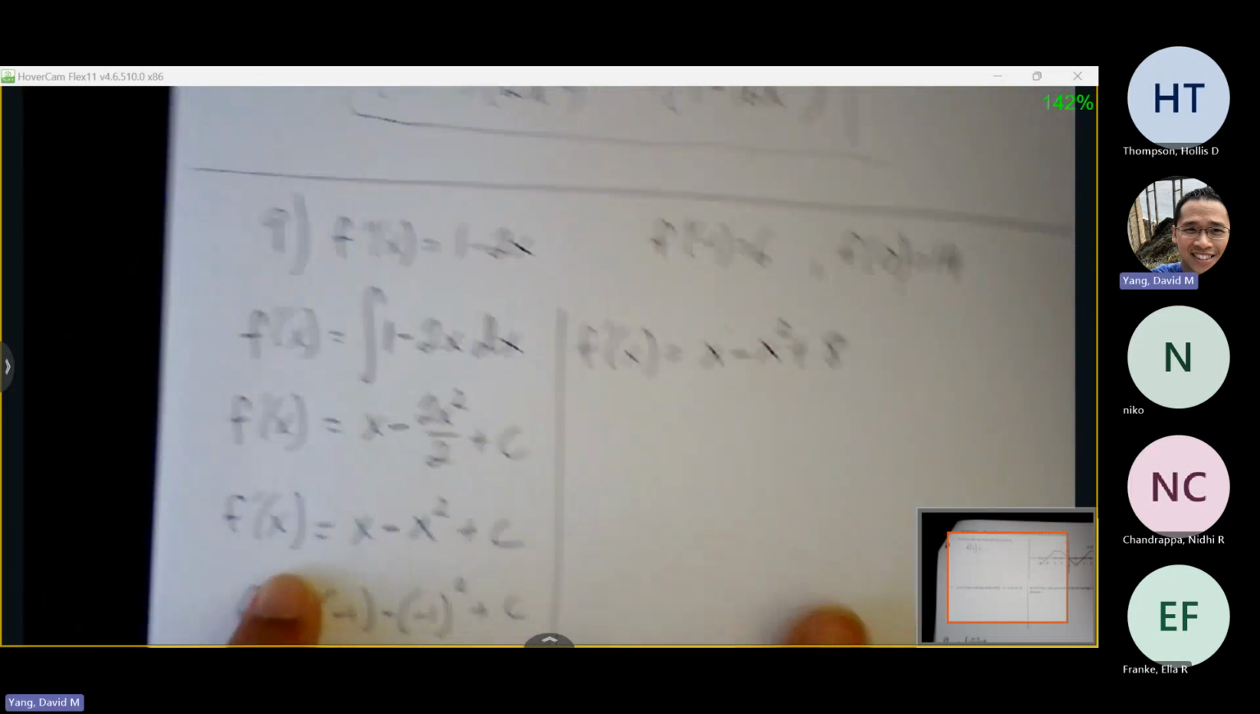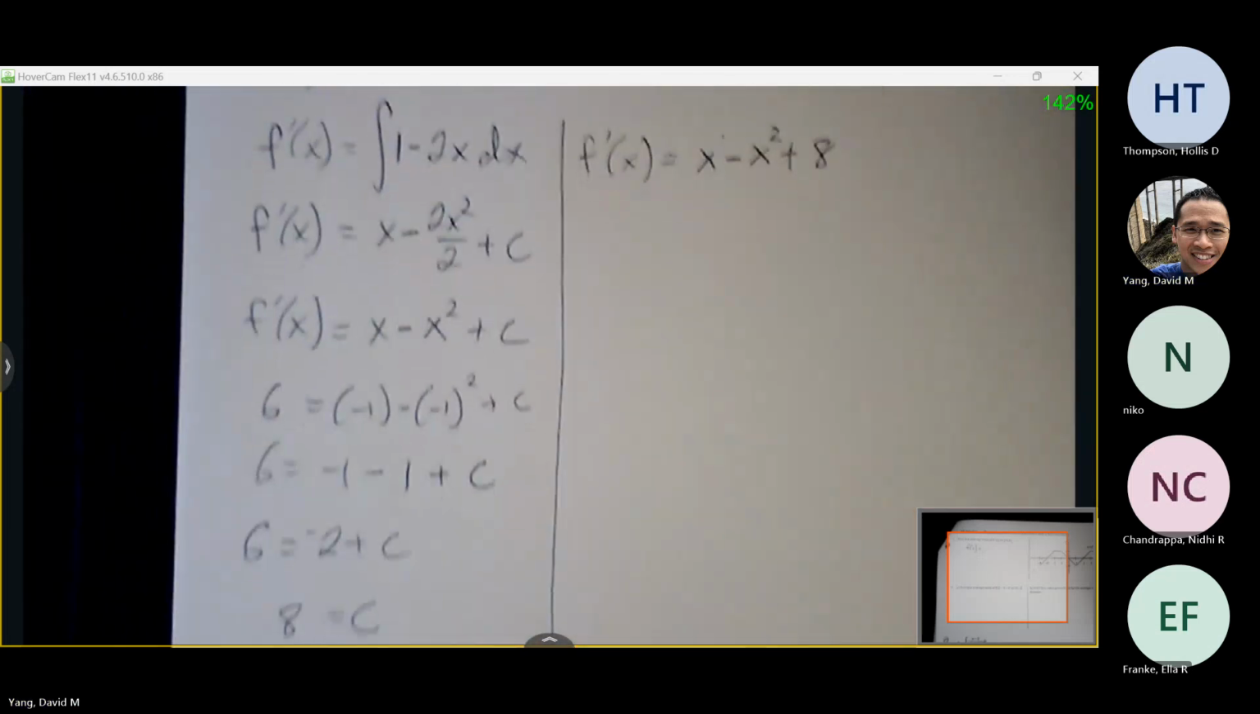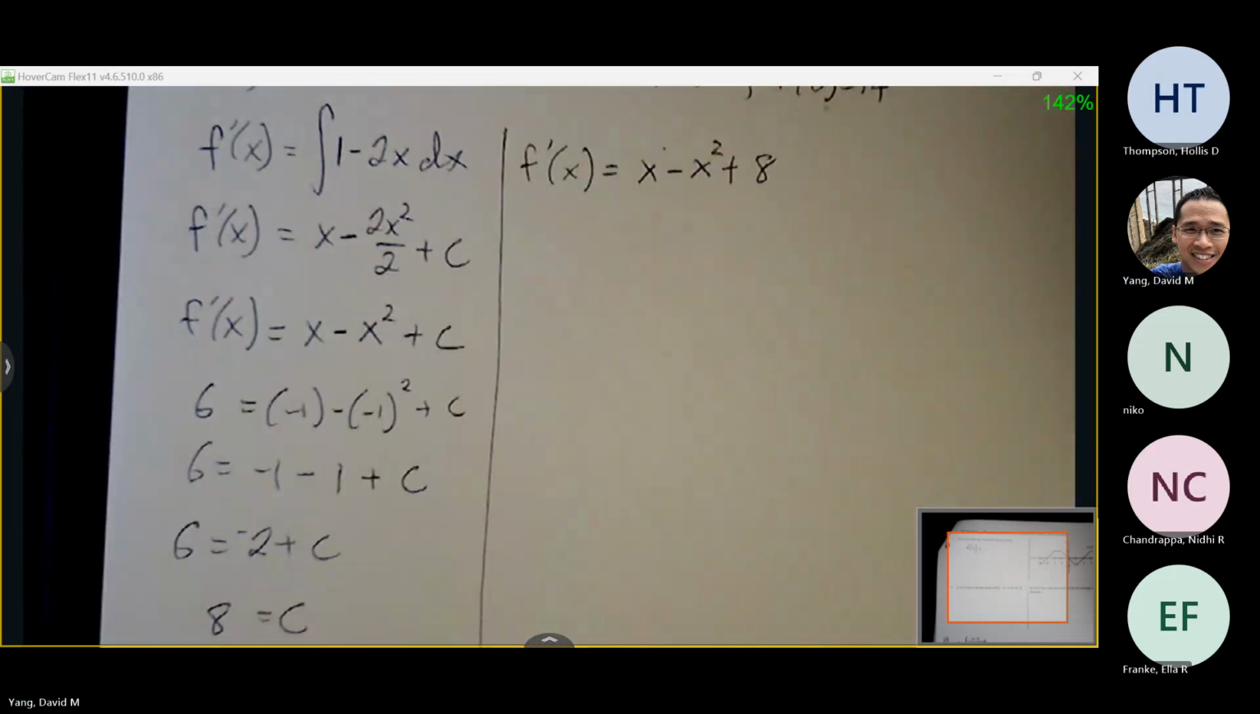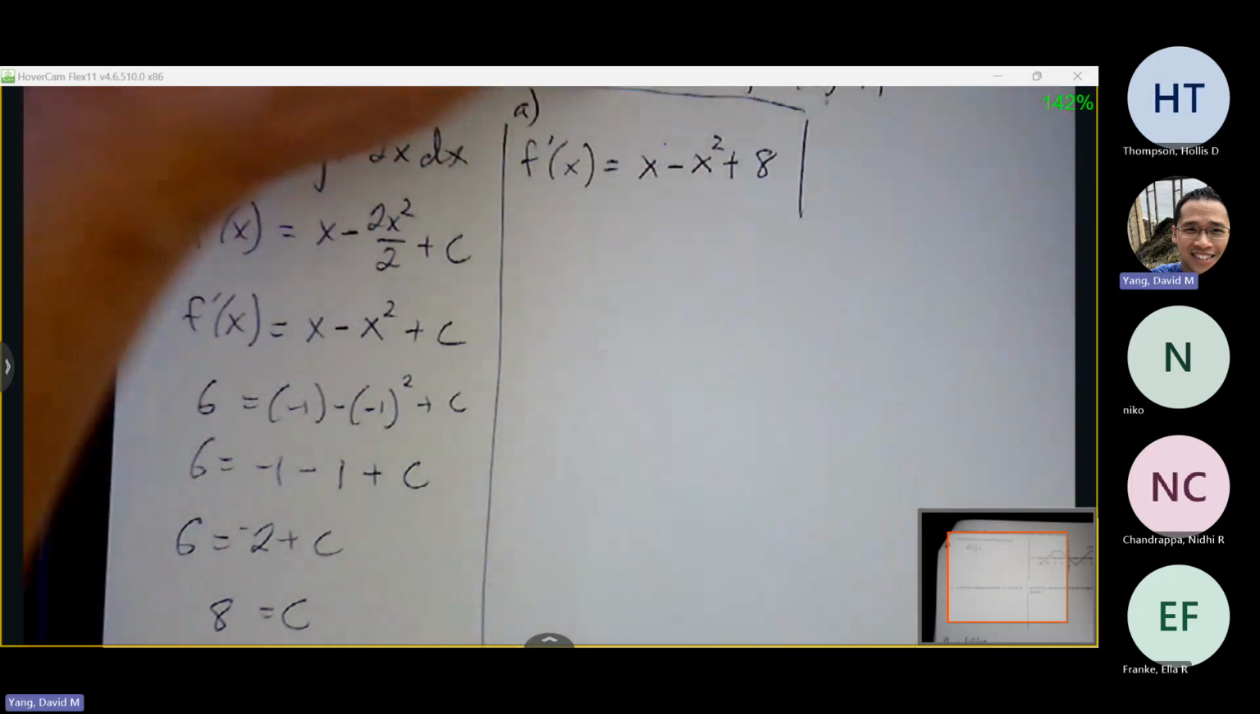I'm just taking my general solution for f prime and updating my c value with 8. This is my part A here.